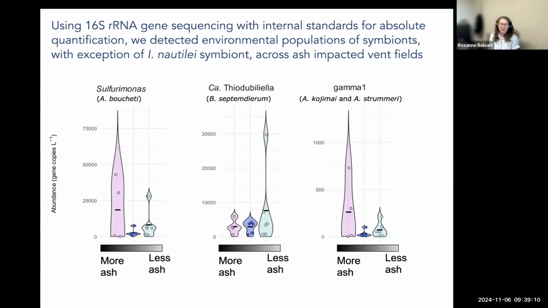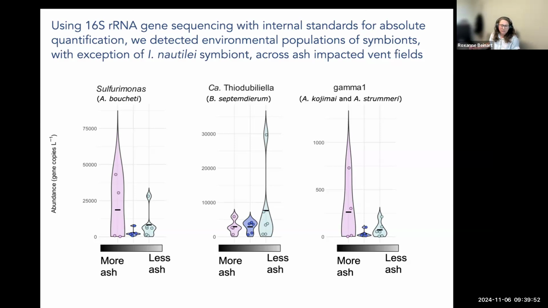We used a method called 16S rRNA gene amplicon sequencing, where we include an internal DNA standard that allows us to back calculate the absolute abundance of the symbionts and their genes in our sample. So we can say how many of these genes there are, and relate that to potentially numbers of symbionts per liter of fluid that we collected. What you're seeing is that for these 3 different symbionts that associate with Alvinaconca, the mussel, as well as the 2 other Alvinaconca species, they are present across all these vent fields that we were able to sample, with a variation between more and less ash.